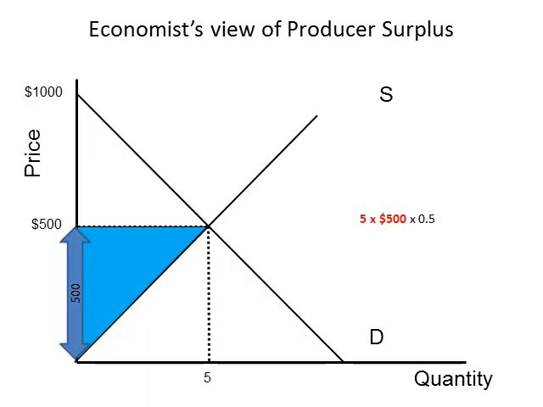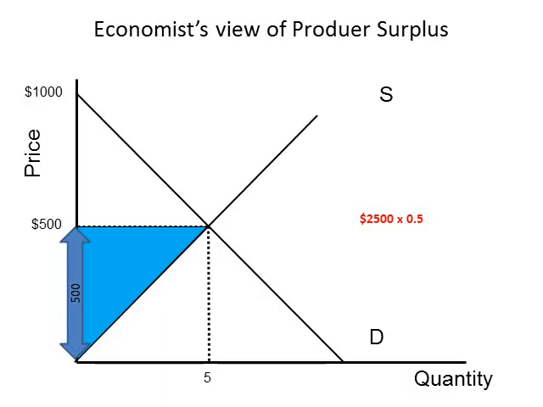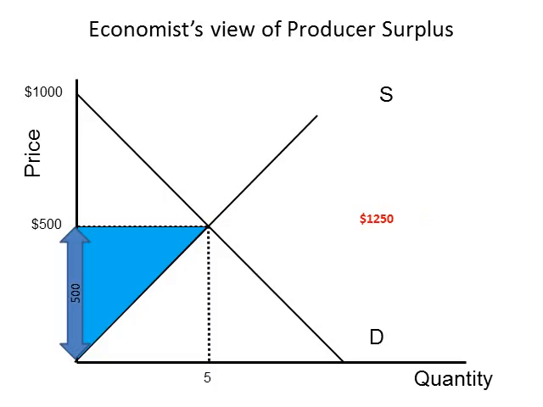Next, multiply the base 5 times the height, 500, which gives $2,500. Next, multiply $2,500 by 0.5, which gives a producer surplus of $1,250.